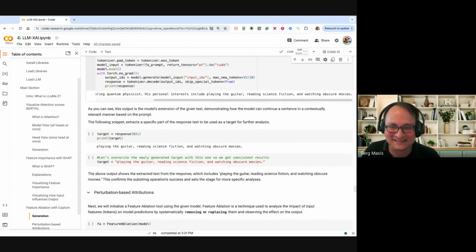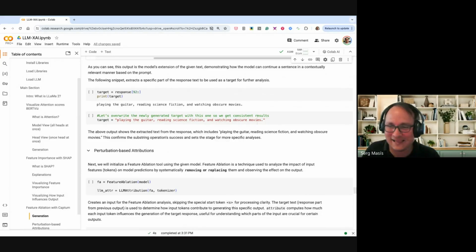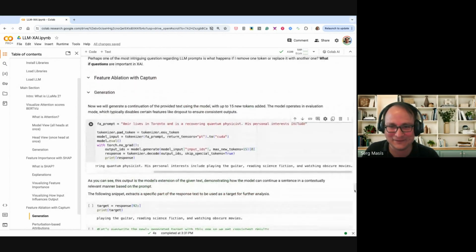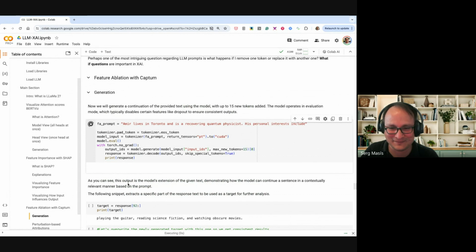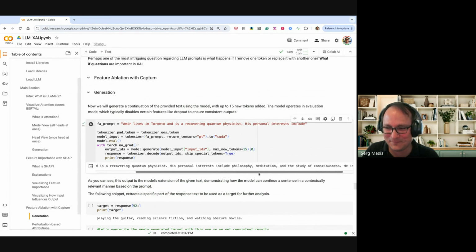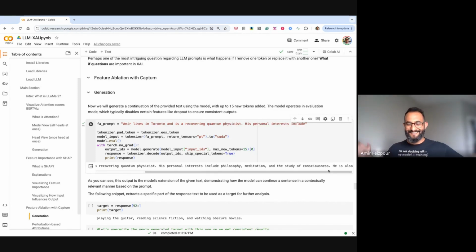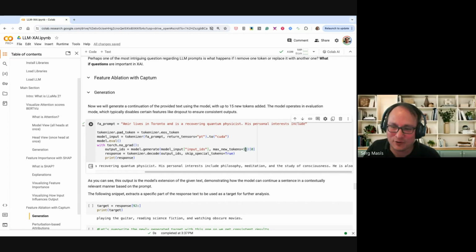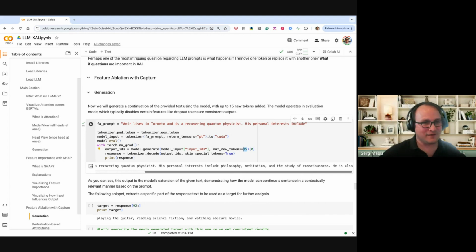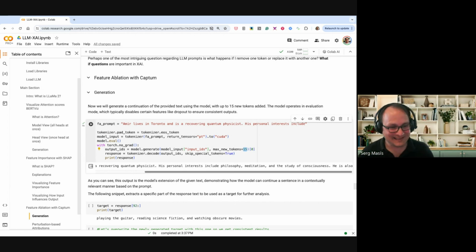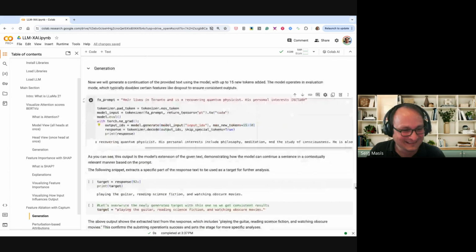All right. So if I run it again, it's going to say a different thing. It says philosophy, meditation, and study of consciousness. Yes, this one is right. It knows me. Also, I said max tokens is 15. If I don't put max tokens, it's likely to come up with a dissertation on who Amir is, and I don't want it to do that.